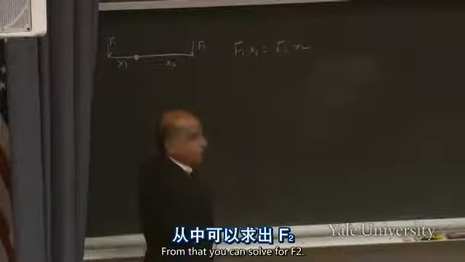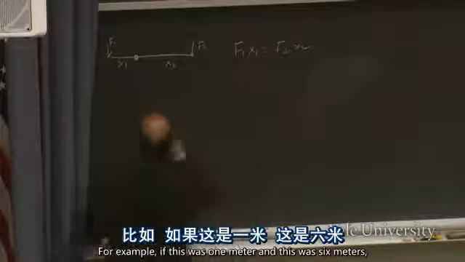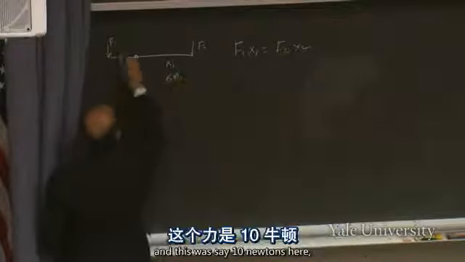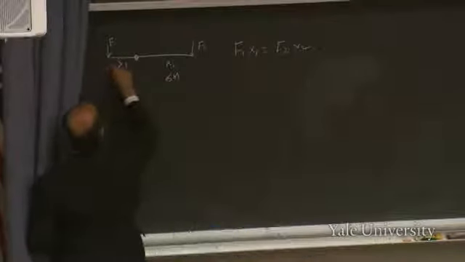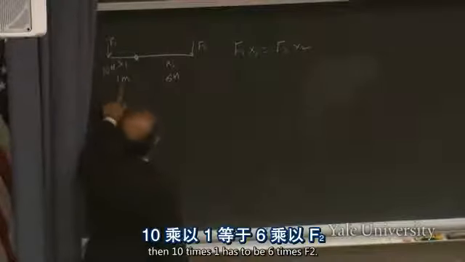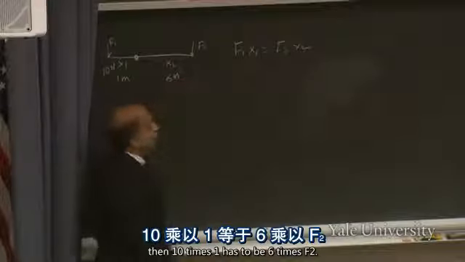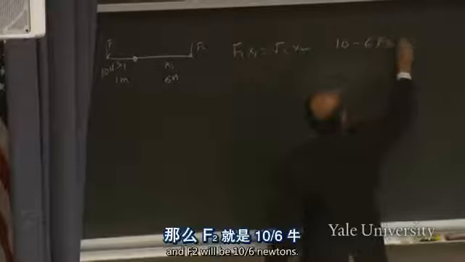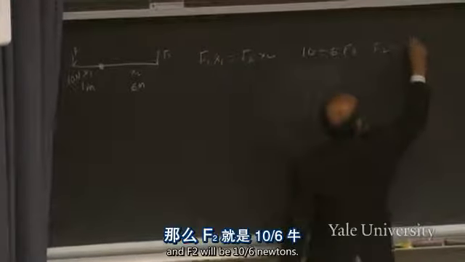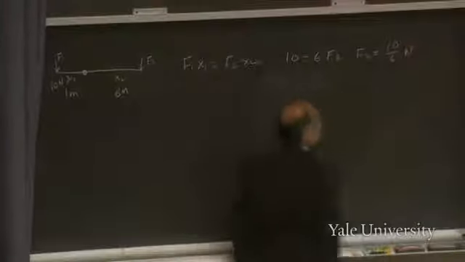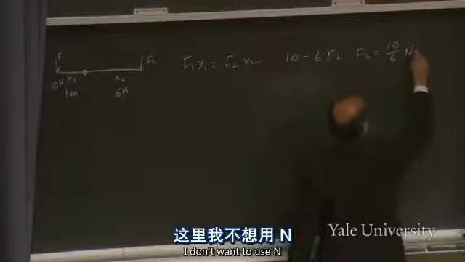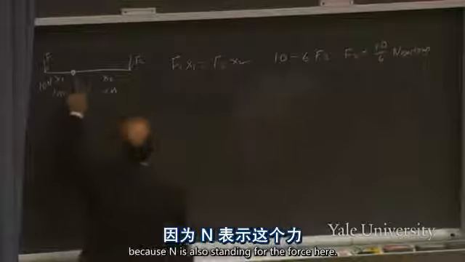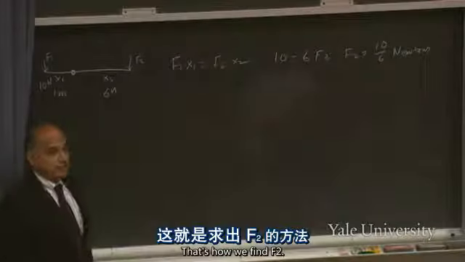From that, you can solve for F2. For example, if this was 1 meter and this was 6 meters and this was, say, 10 newtons here, then 10 times 1 has to be 6 times F2. So 10 equals 6 F2, and F2 will be 10 over 6 newtons. I don't want to use n because n is also standing for the force here. That's how we find F2.